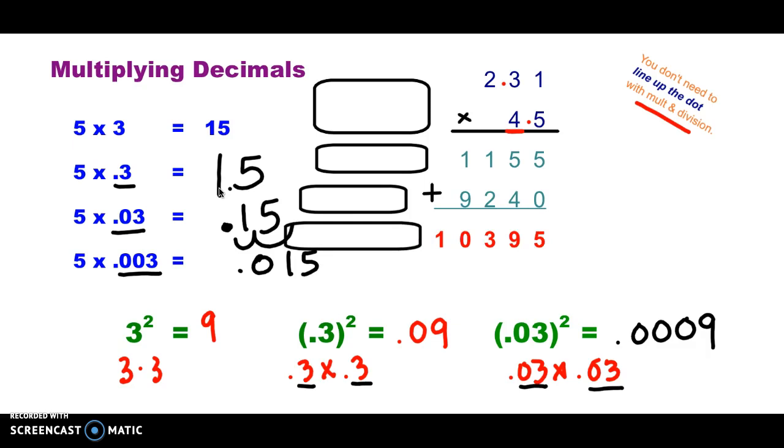Now I need to figure out where the decimal goes. There's 2 decimal places here, and 1 here. And 2 plus 1 is 3. So there's going to be 3 decimal places in the product. 1, 2, 3. The decimal goes right there.